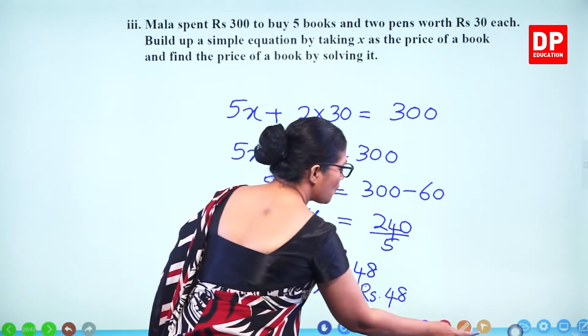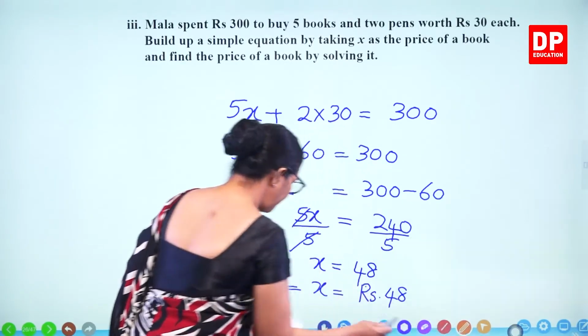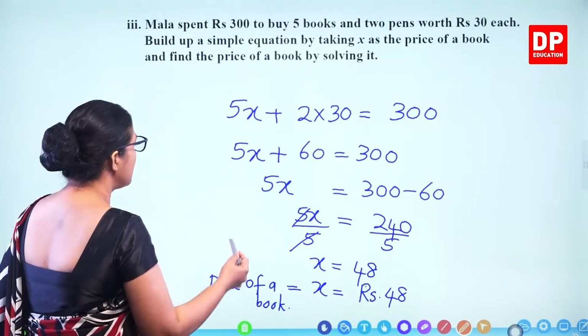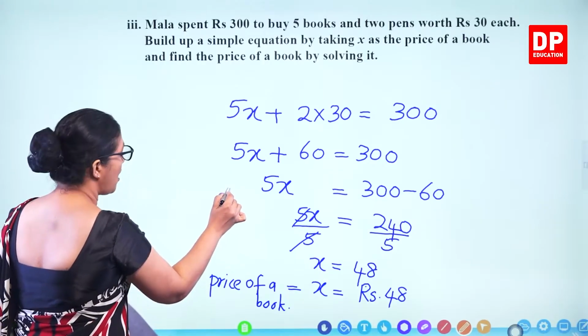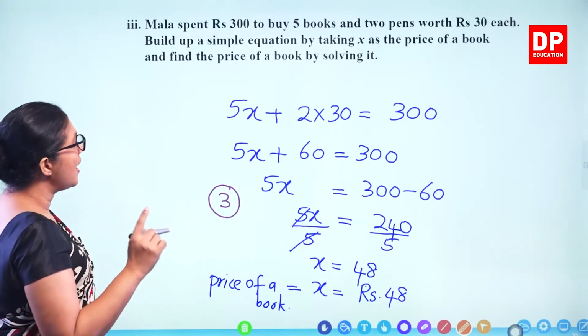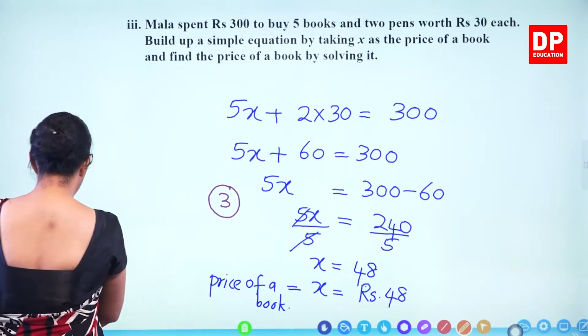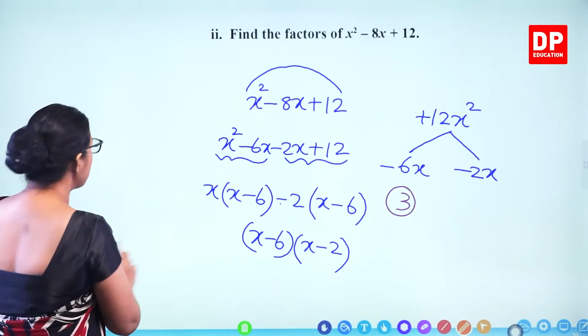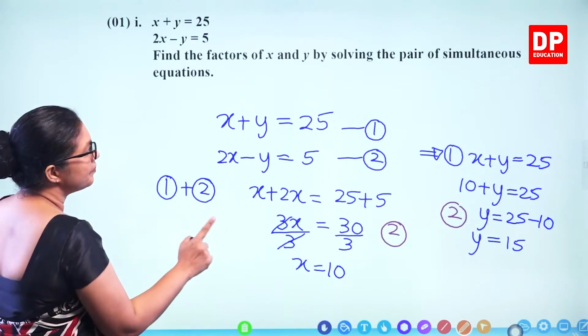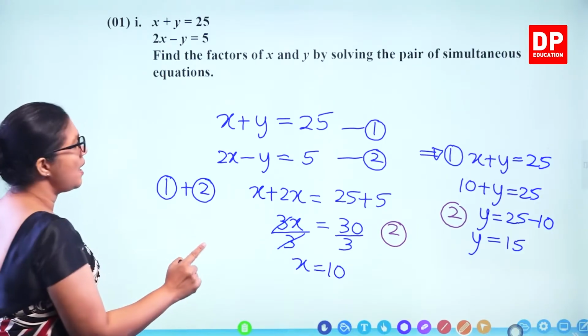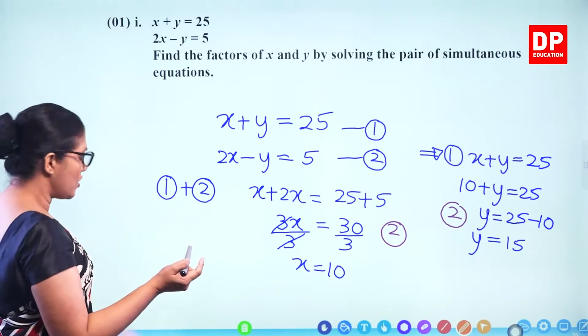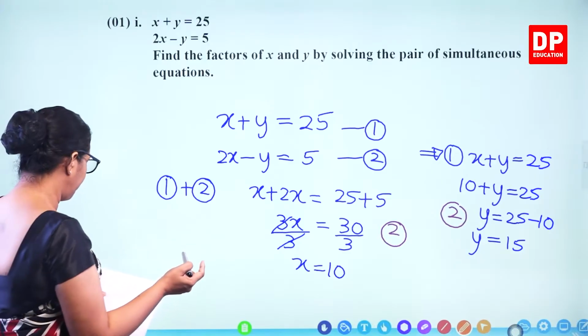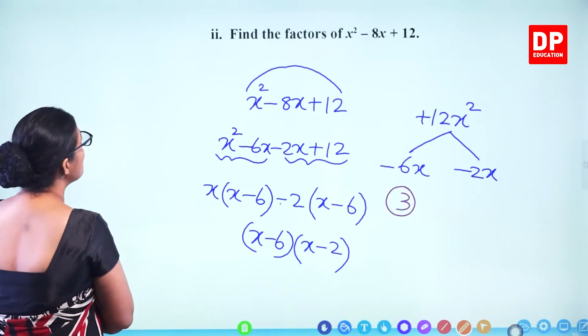So how many marks for this part? You get 3 marks. So we give 3, 3, 6 and 4, 10 marks for this question as well. Now let's do the next one.